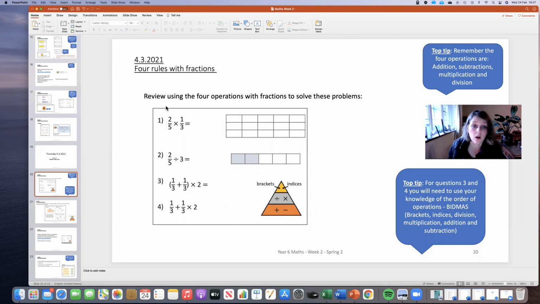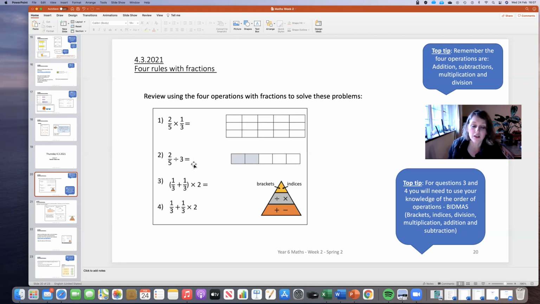So question 1, I want you to have a go straight away. There's no order of operations. There's only one thing you have to do here. And there's a little support for you there to remind you. You are finding 1/3 of 2/5. Okay? 1, 2, 3, 4, 5. Use that diagram to help you draw it, colour it in if you need to. If not, just write the equation.